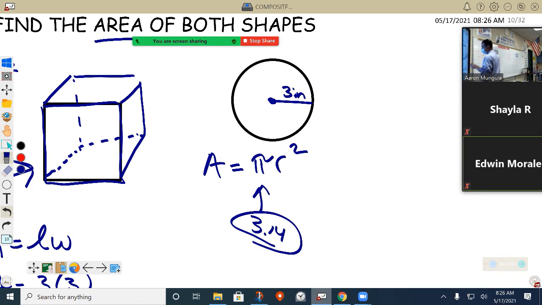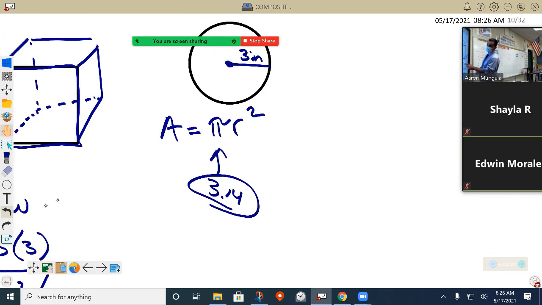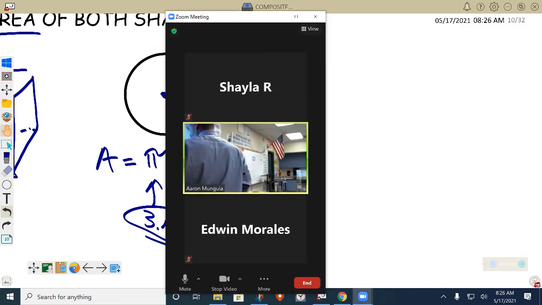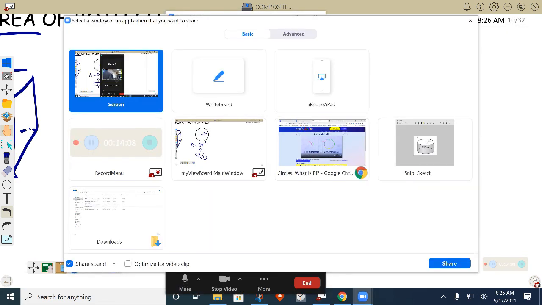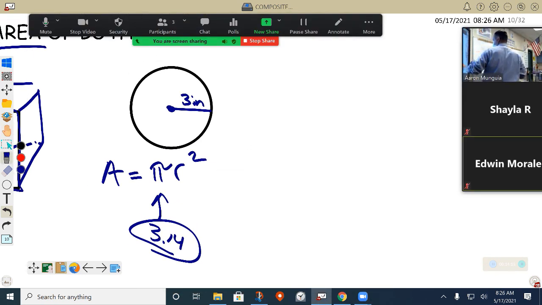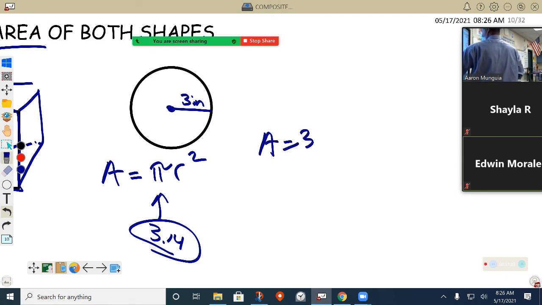So let's go ahead and find the area of the circle. Make sure that, here we go. So area is 3.14. The radius is 3.